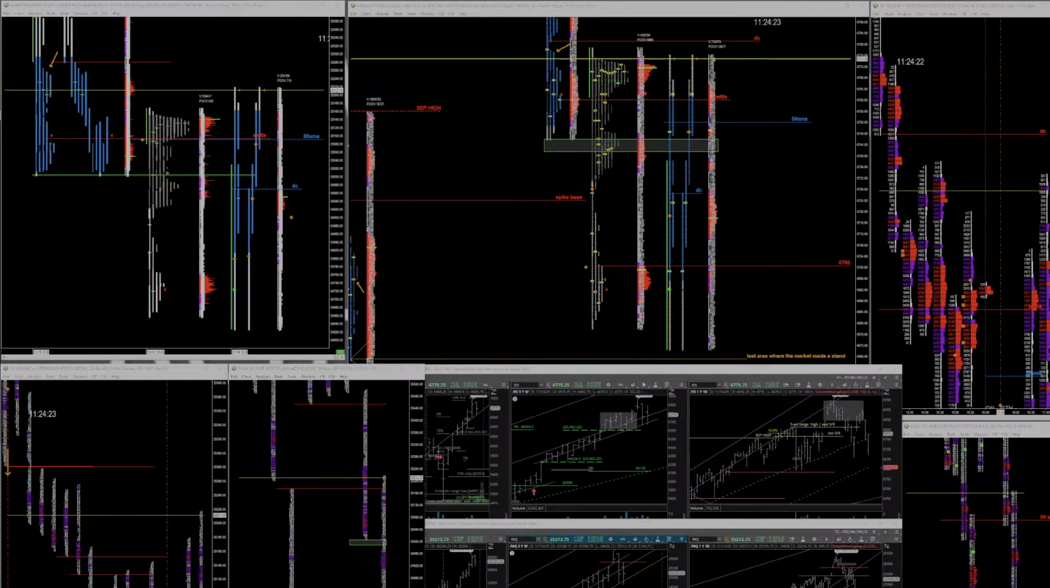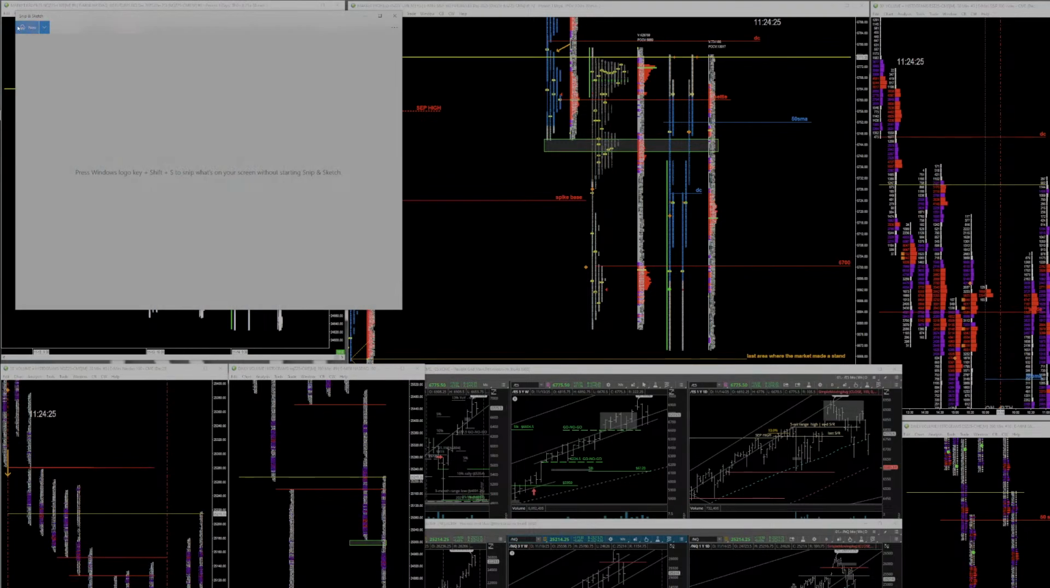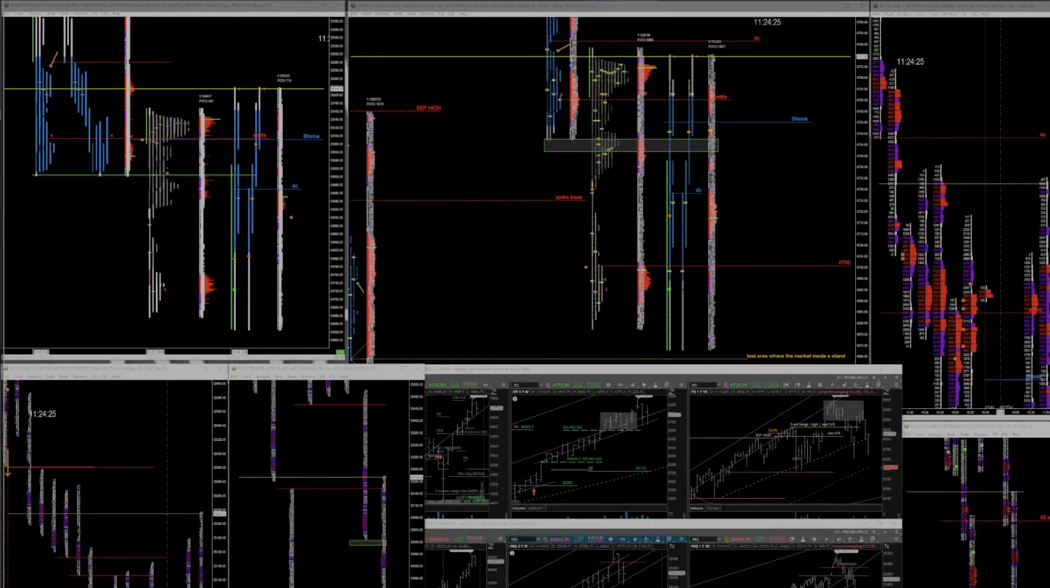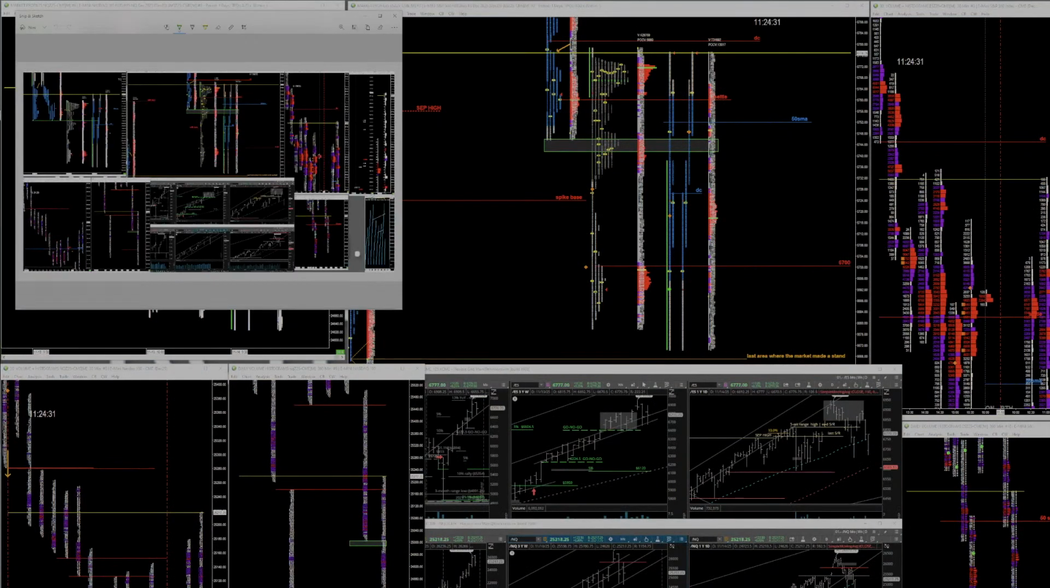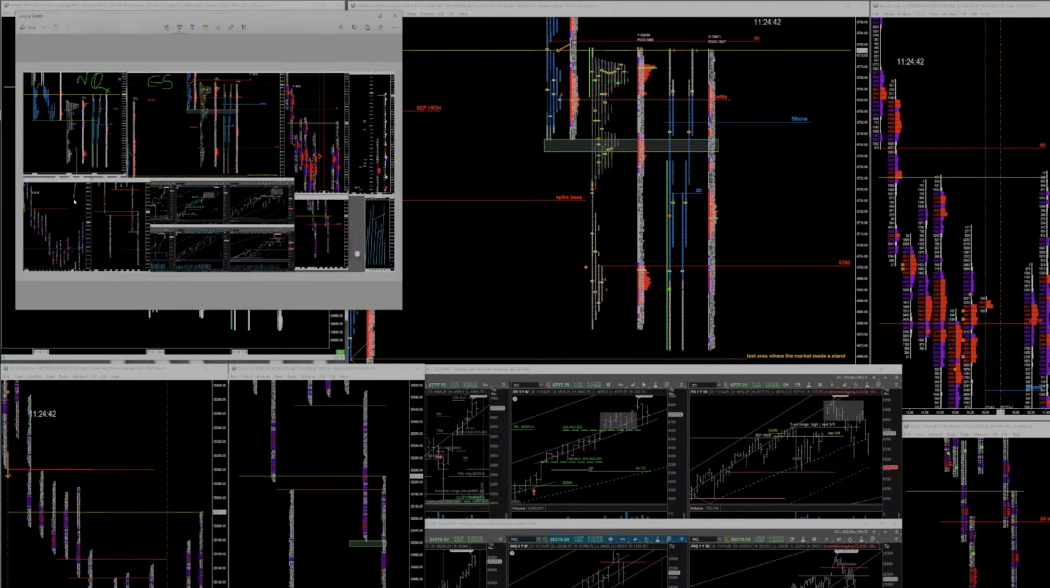I was paying attention to both markets this week. This is Nasdaq. This is the ES. This is Nasdaq as well. These are the histograms where I check volume. For example, I got reds, whites, purples. This is the daily histogram.